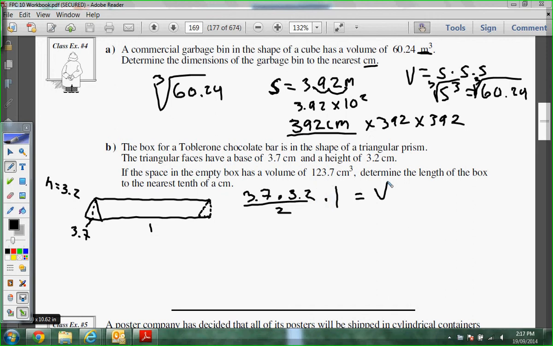But they give me volume. They say the volume is 123.7. So let's do this calculation here. What's 3.7 times 3.2 divided by 2? 5.92. So I have 5.92 L, which we're solving for, equals 123.7. Is everybody with me? Because why do I have an L there? Because L is my missing length. I'm trying to figure this out. That's the goal of the problem. So now there's algebra. How do I get rid of 5.92? Divide.